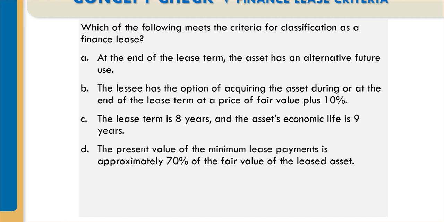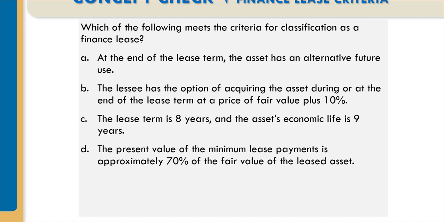A finance lease, also called a capital lease, they're asking for which one of these meets the criteria. And so read through these. Look at this. Lease term is 8 years and the asset life is 9 years. 8/9, that's pretty big. On D, 70%. And I said you have some guidance. So use your guidance when you look at this.